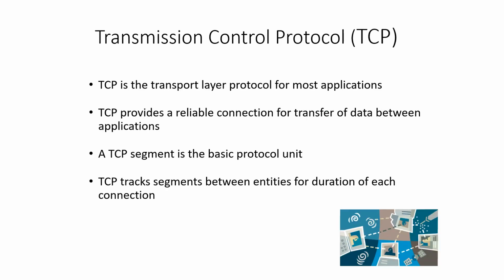For most applications, the transport layer protocol is TCP because it provides a reliable connection for the transfer of data between applications. A connection is simply a temporary logical association between two entities in different systems. A logical connection refers to a given pair of port values. For the duration of the connection, each entity keeps track of TCP segments coming and going to the other entity in order to regulate the flow of segments and to recover from lost or damaged segments, making TCP a reliable, connection-oriented protocol.